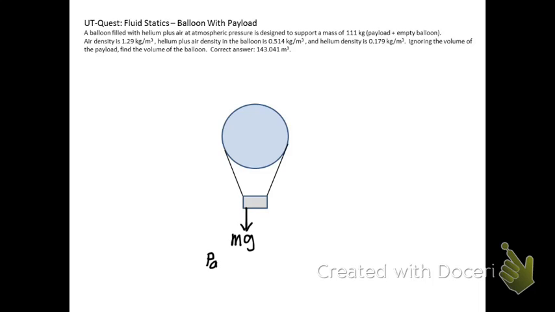This first part is very simple. We're given the mass of the payload and the empty balloon. That's given, just multiply it by g, and that gives us a downward force. Now here's part of the tricky part, right here.